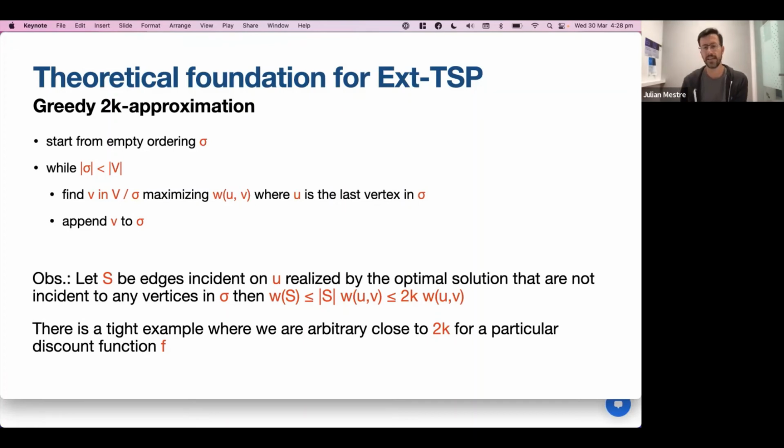And this may seem like a very pessimistic analysis, because it seems like when you add one edge, you are foregoing 4K edges going forward, but actually it's K edges going forward and K edges going back in a sense. And we have a tight example showing that we can get arbitrarily close to 2K with this algorithm. So if we want a better approximation guarantee, we need a different algorithm.